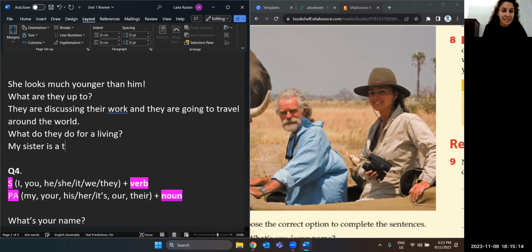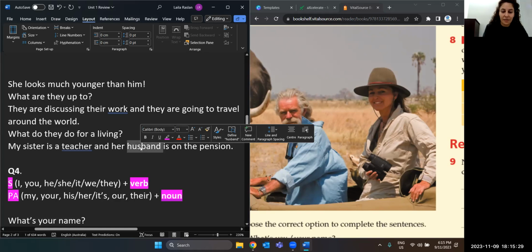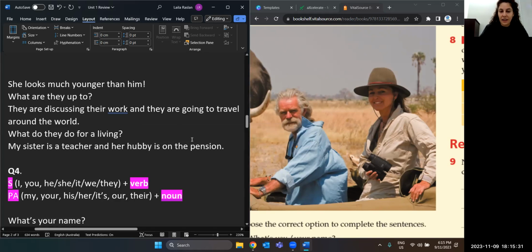Yeah, so my sister is a teacher and her hubby, or husband, and her husband is on the pension. Hubby. Yeah. And a hubby is on the pension. We say and is on the pension. Or do you remember what we learned in the unit? Or he is retired. Remember, retired means he no longer works. Or he is on the pension.